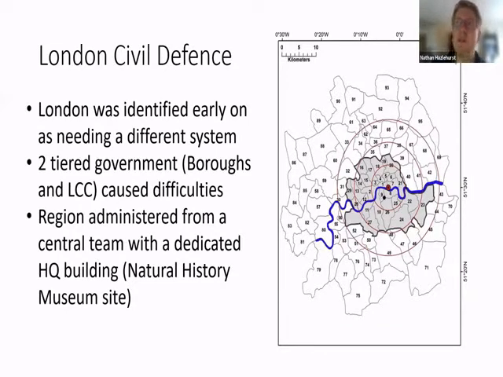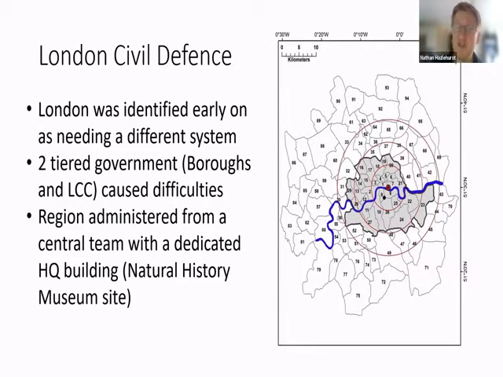Now, London. Why was London different? Apart from London's always different. The main reason's two-tier government. The London boroughs and the London County Council each had their own right to run the full range of services that came under our raid precautions.